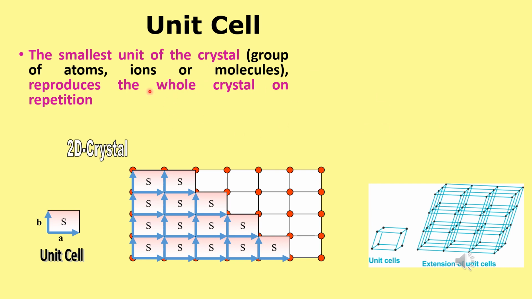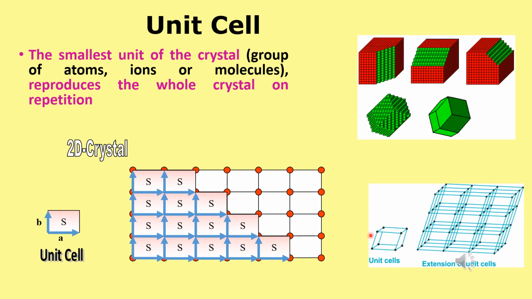Now we will understand the unit cell, which is the smallest unit of a crystal. It may be a group of atoms, ions or molecules, which reproduces the whole crystal on repetition. In the two-dimensional case, suppose we have a unit cell like this. If we translate it over a long distance, then we will get the final structure. Similarly, in the case of three dimensions, if this is the unit cell and it is repeated several times, then we finally get the whole crystal on repetition of this unit cell.